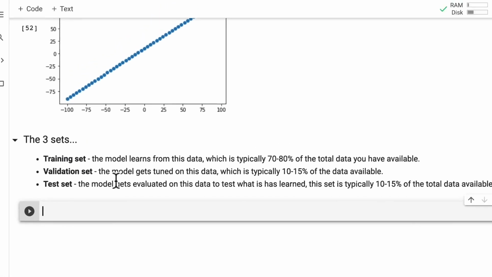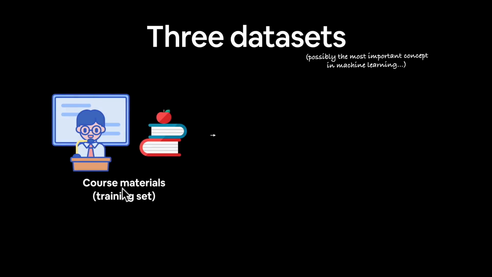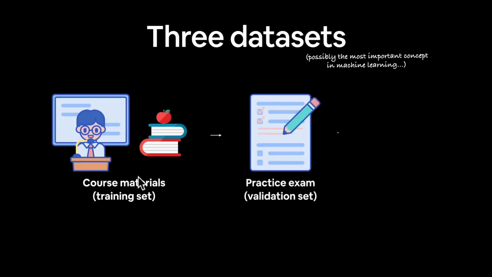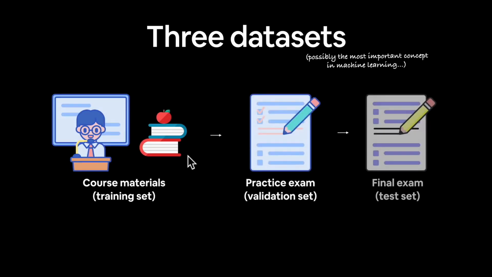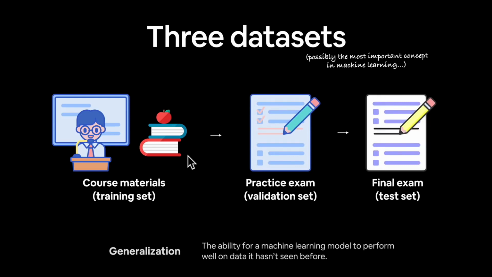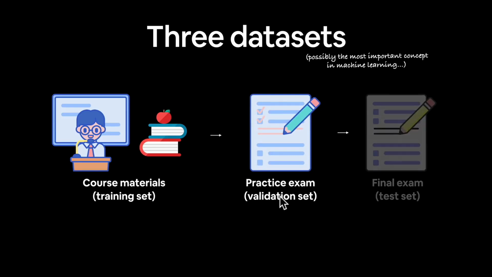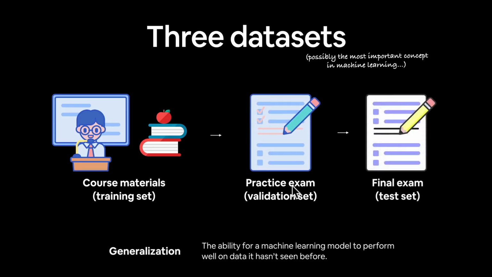So here, if you want another analogy, we've got the slide here. We have 3 data sets, which is possibly the most important concept in machine learning. The training set could be, if you were studying at university, your course materials, so the things you learn throughout the semester. The validation set is the practice exam, and the test set is your final exam to evaluate the knowledge you learned throughout the semester.